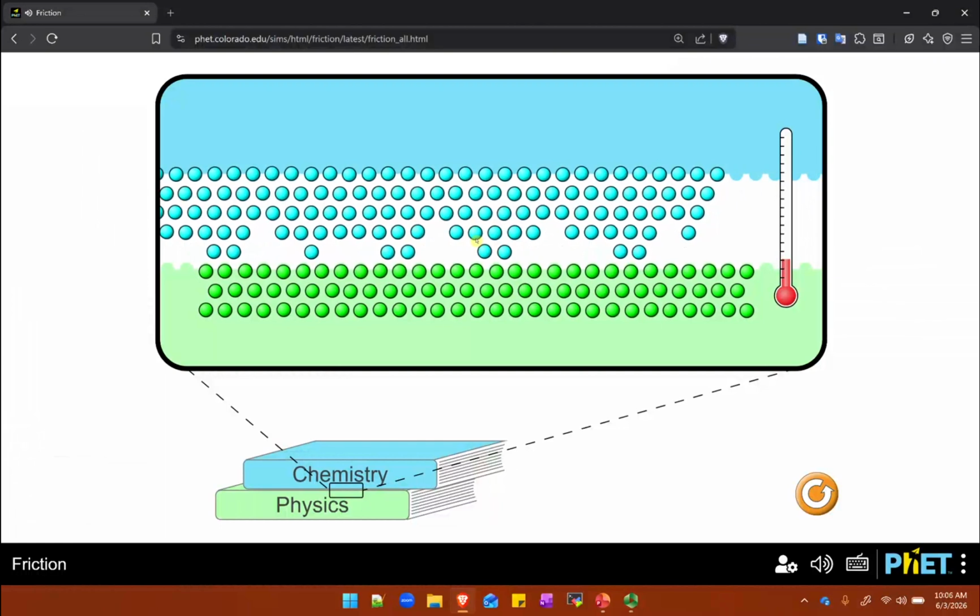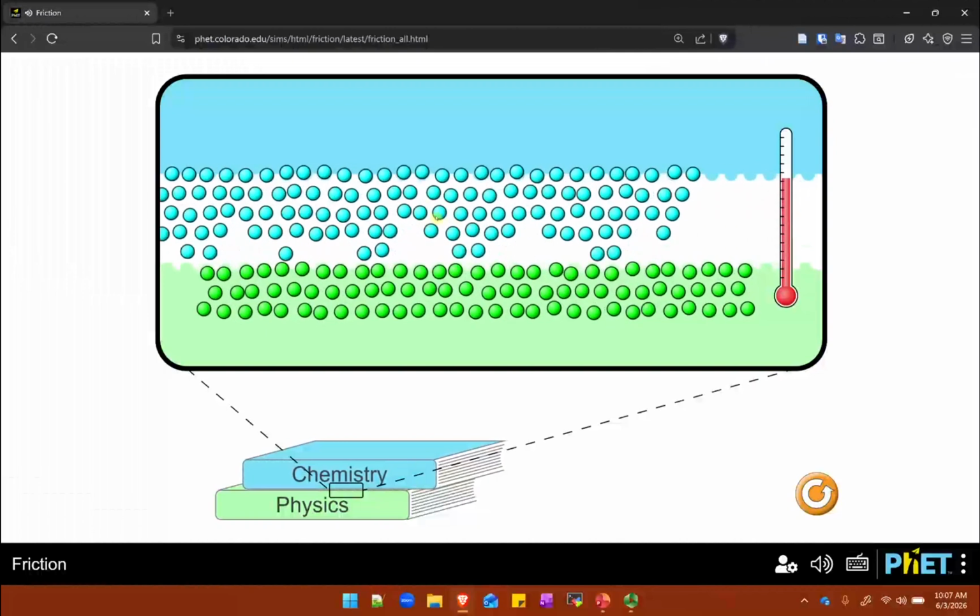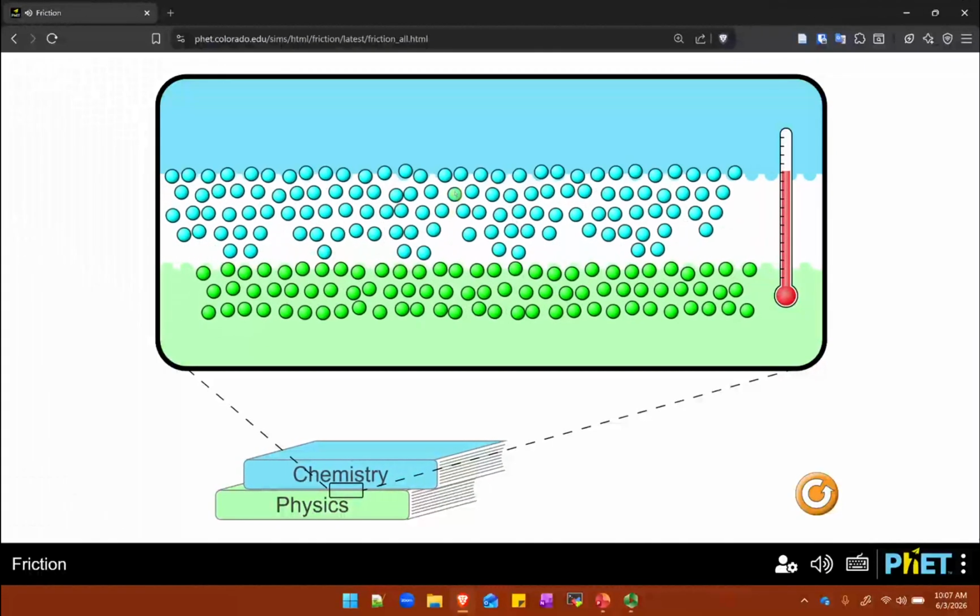Now, what's really interesting is that friction is also a dissipative force, meaning that it dissipates energy. We'll talk about this when we get into the conservation of energy, but whenever we rub two objects against each other, like our hands, if we rub them together fast enough, it produces heat. And we can see that on our thermometer on the right-hand side.